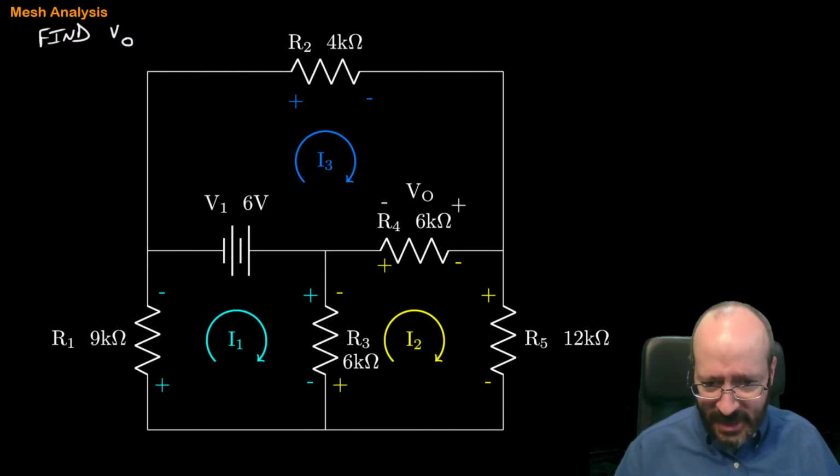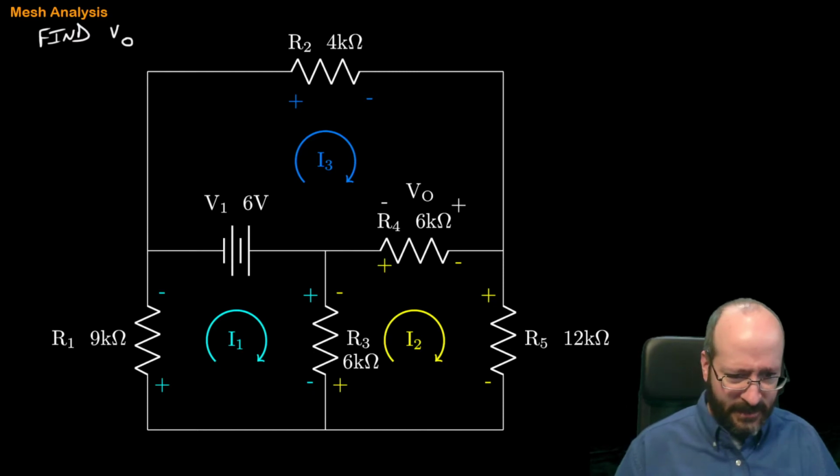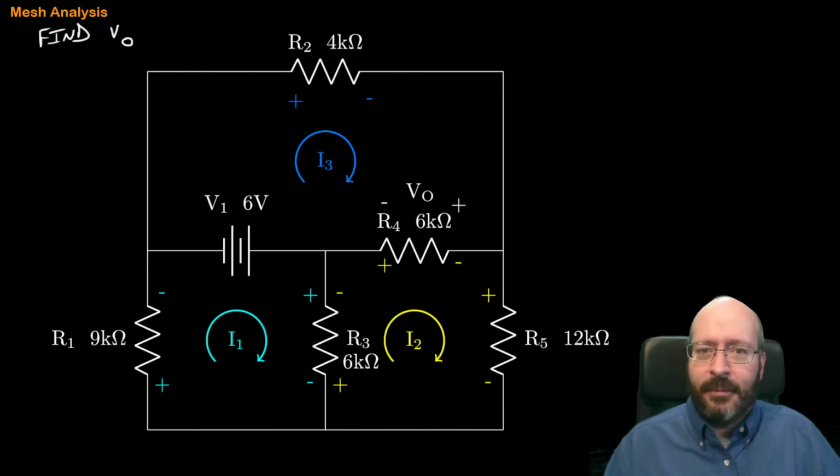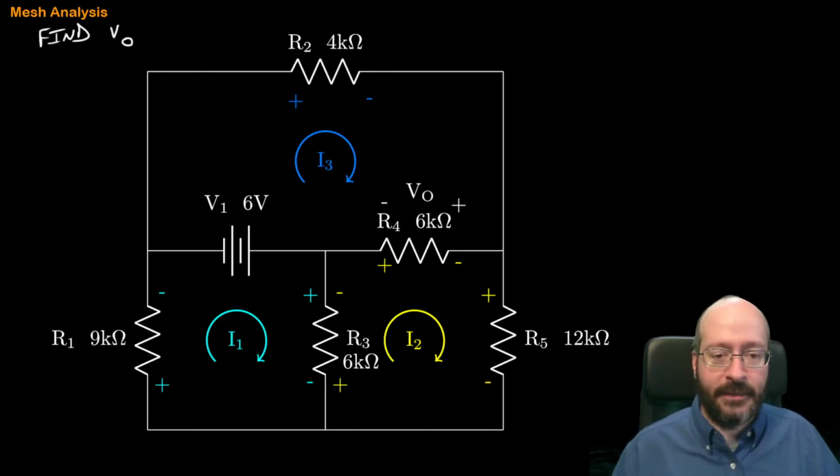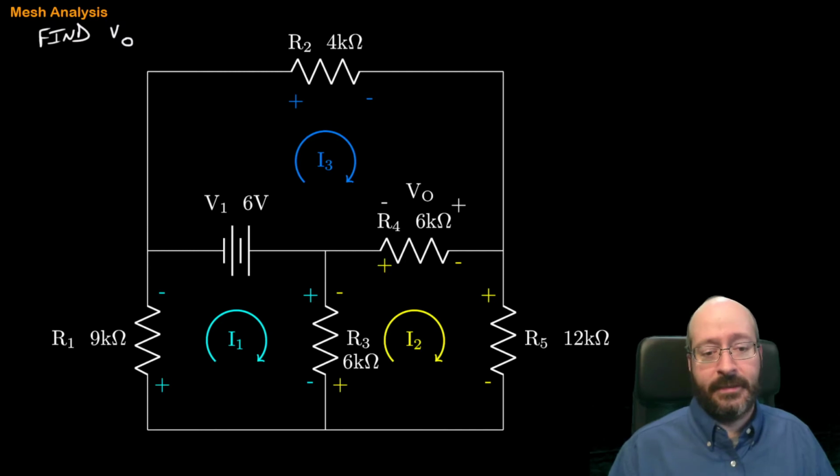If I had to play the game of what's in series, what's in parallel here, maybe I could do it. I've never even thought about it for this problem. Ooh. But why would I do that when I have mesh analysis? Okay, I have 3 meshes, and that's going to give me 3 unknowns.